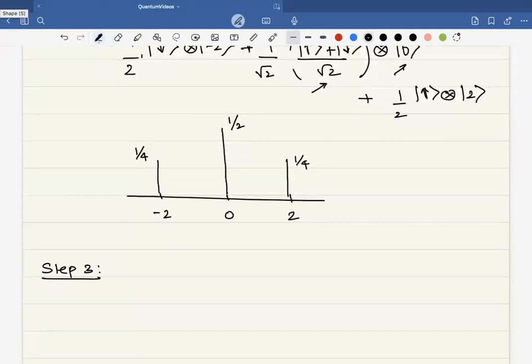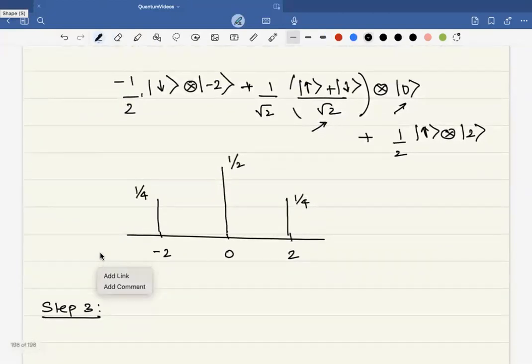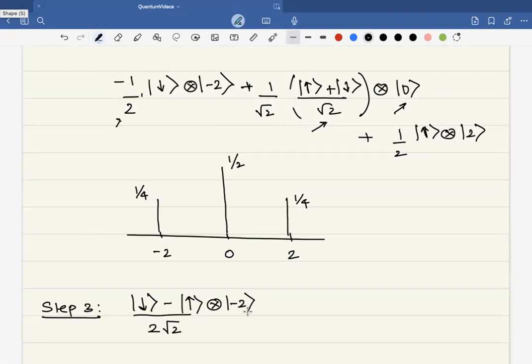Let's toss the coin first. So over here we have minus, okay, so this will be -1/2, right? So this is going to be down minus up over √2, but there is a 2 over here. So this will be 2√2 tensor -2 plus 1/√2.